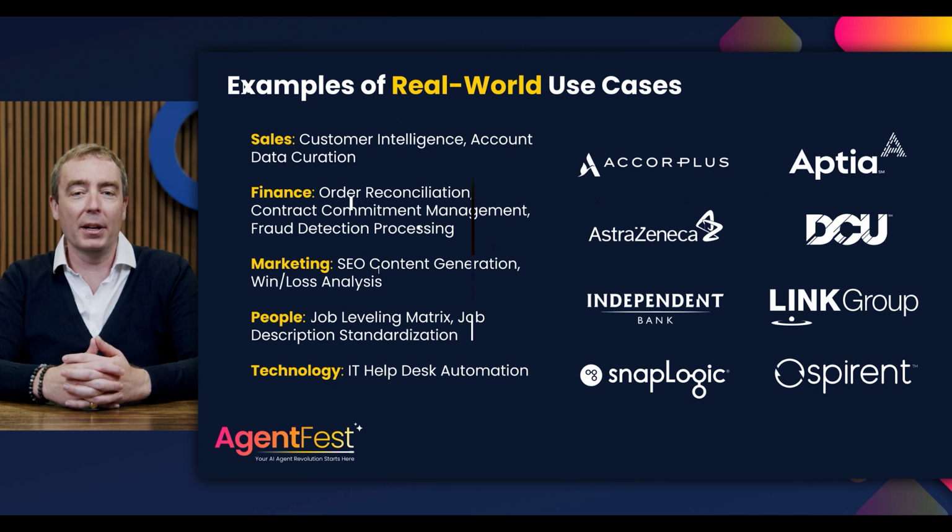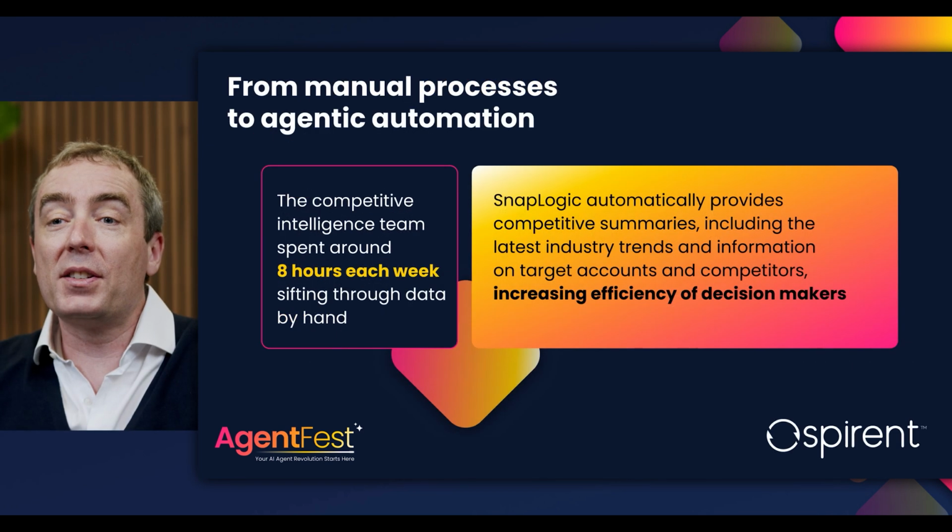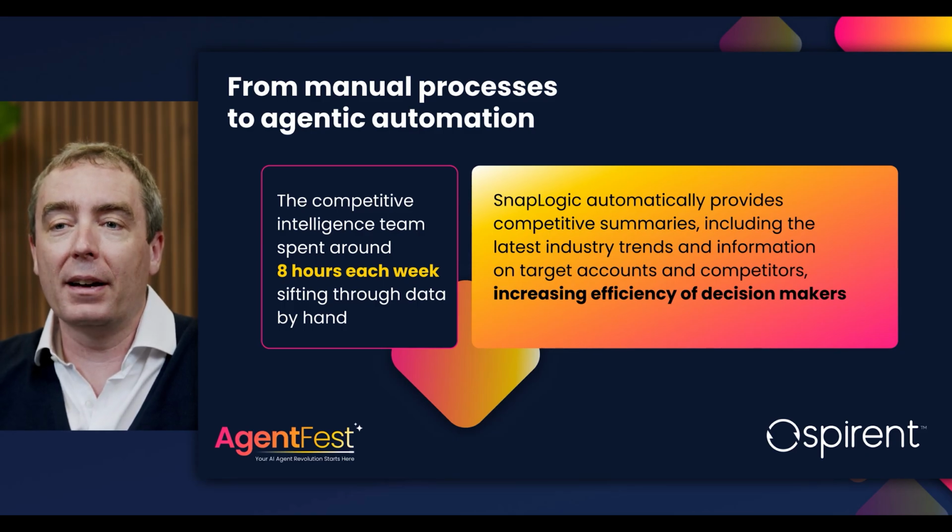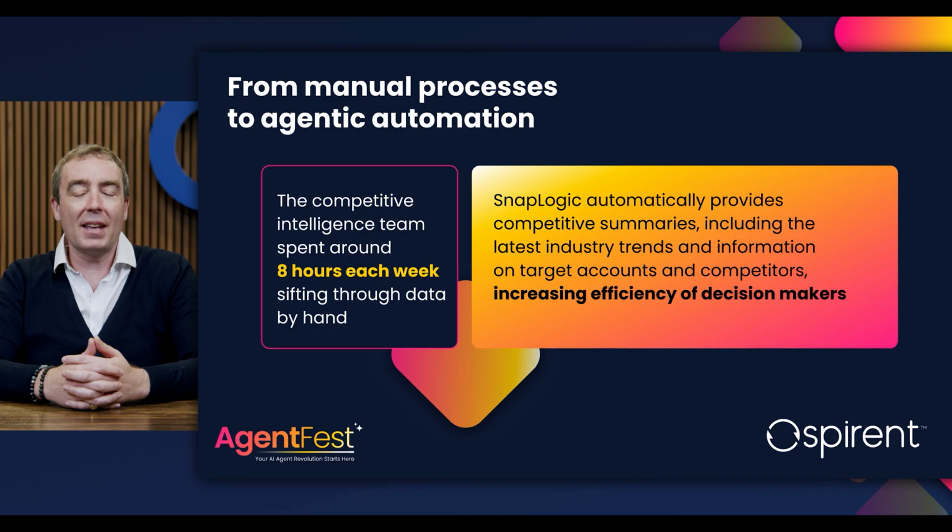and see how these AI capabilities in SnapLogic are helping these companies. So first customer I want to talk about is Spirent. So they provide competitive intelligence to their customers. And the problem was that assembling that information was taking a long time, 8 hours a week sifting through data by hand. That does not sound like a fun time or particularly productive.